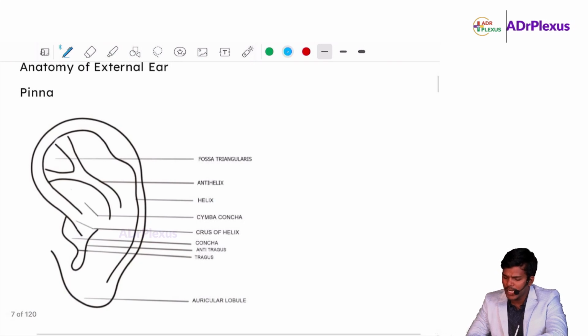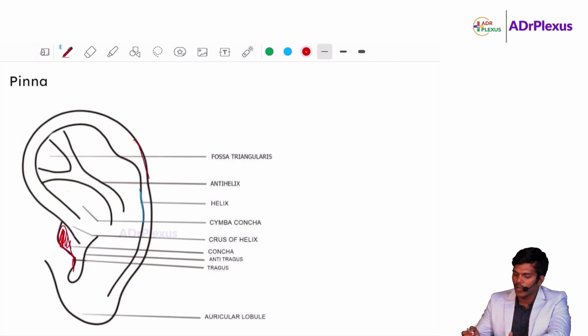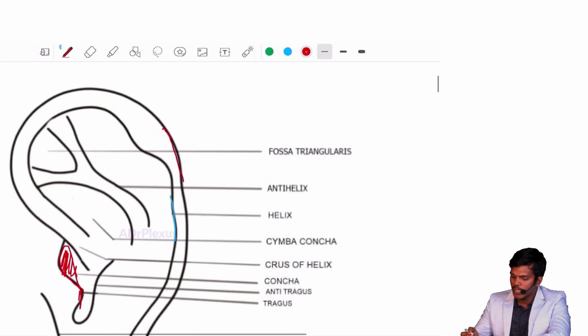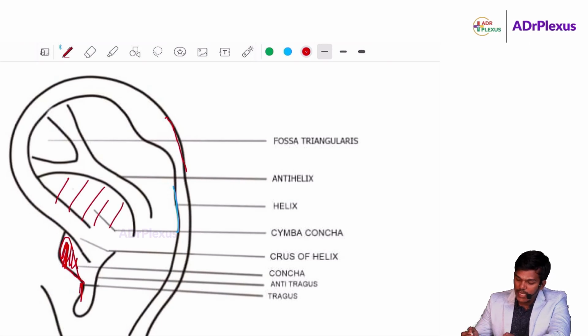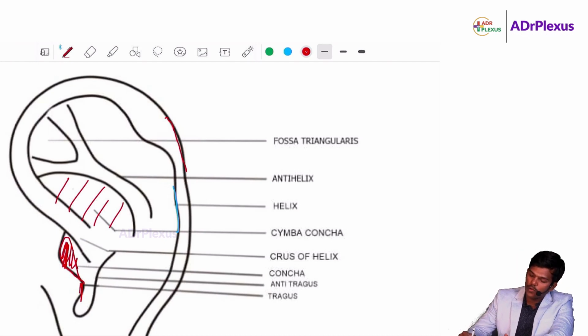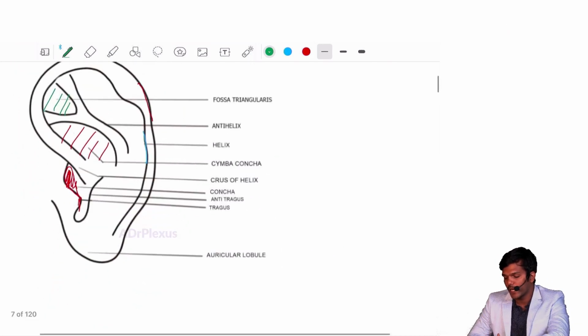We'll start with pinna anatomy. Pinna will be having a helix, it will be having an antihelix, there will be tragus, there will be antitragus. Okay. Now there is an area called concha. Okay. There is an area called cavum concha. Okay. Now this is the fossa triangularis. Okay. This is the basic representation of the pinna.